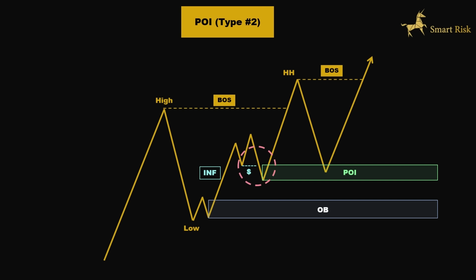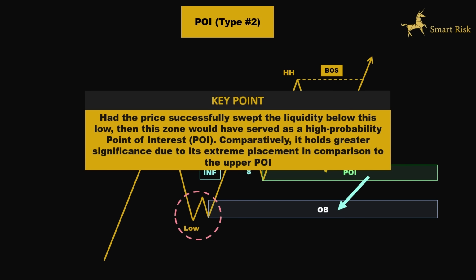If we shift our attention to a lower section of the chart, we come across an order block located at the extreme. However, it becomes evident that this zone does not offer a high probability setup, despite its positioning at the extreme. The reason behind this is that the price did not effectively sweep the liquidity below the recent swing low. Had the price successfully swept the liquidity below this low, then this zone would have served as a high probability point of interest. Comparatively, it holds greater significance due to its extreme placement in comparison to the upper POI.